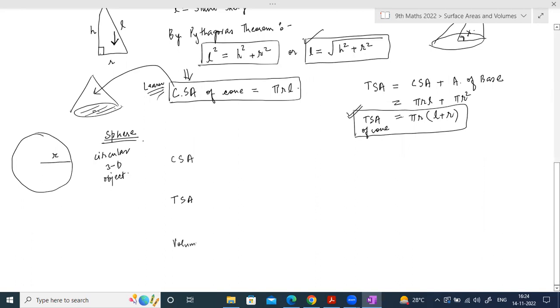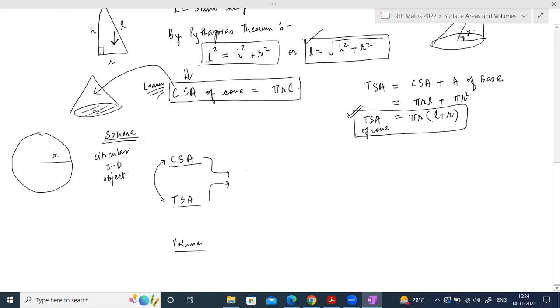So we will learn three formulas for curved surface area, total surface area, and volume. Now, will there be any difference in the curved surface area or the total surface area of a sphere? No sir, because there is nothing else. Everything is curved. There is no base, there is no top, right? So this is good news for us. We don't need to remember two formulas.